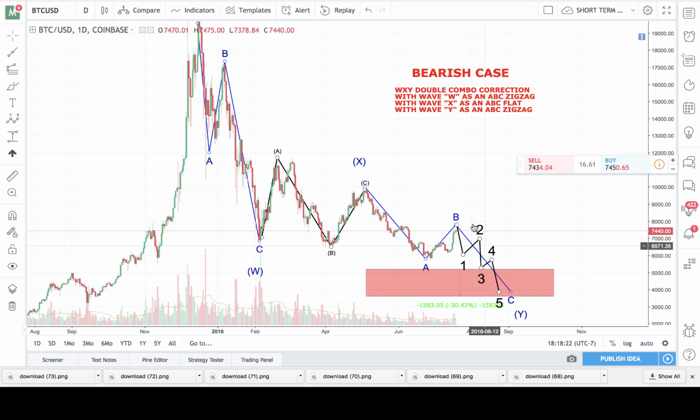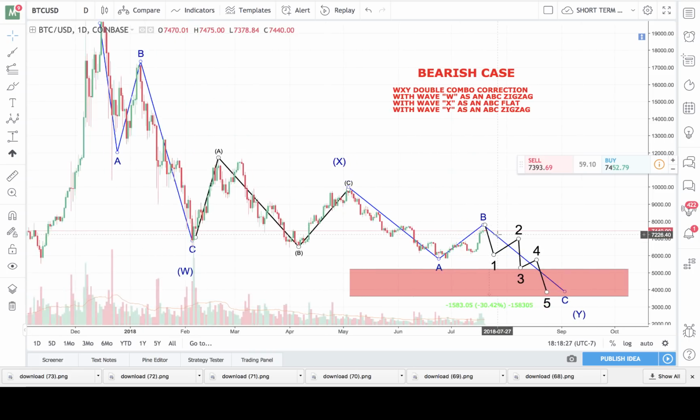So my bets are all in the bearish case right now. I closed my longs out earlier this morning, and I didn't have many longs.